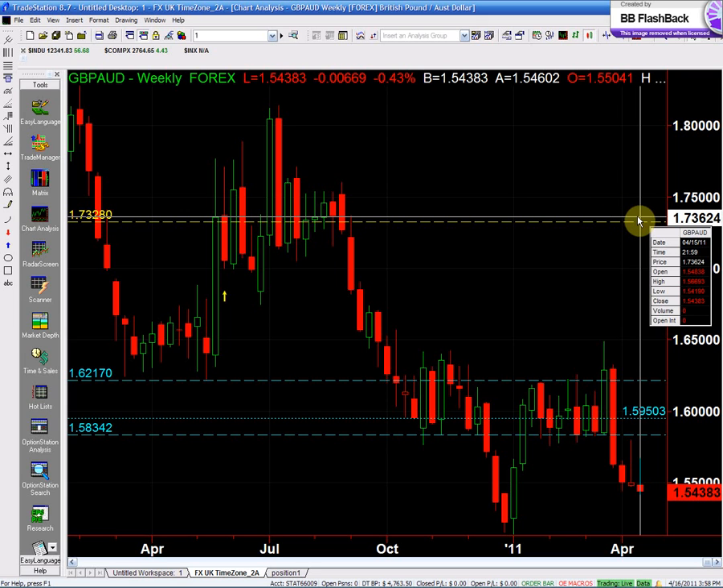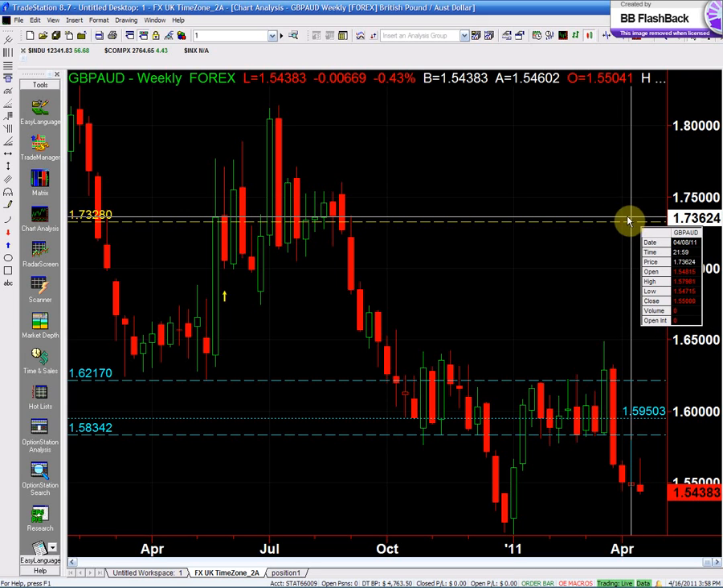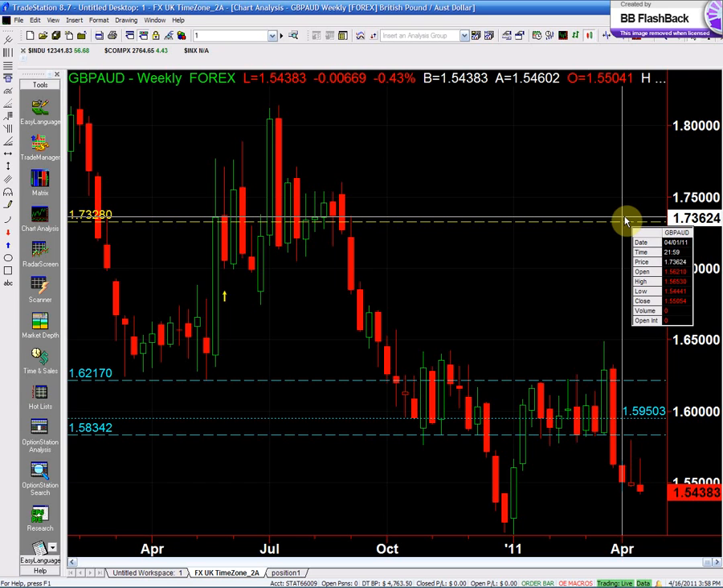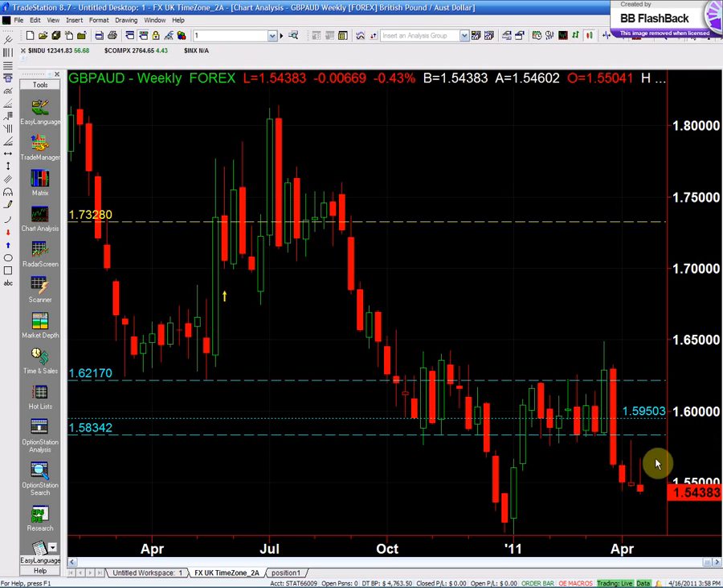So we closed at 38. This low is 44. So this is extremely bearish. It's quite negative for the pound Aussie, and we should be looking for continuation to the downside, and we should be looking for it to continue down.